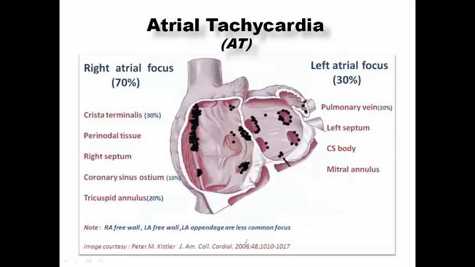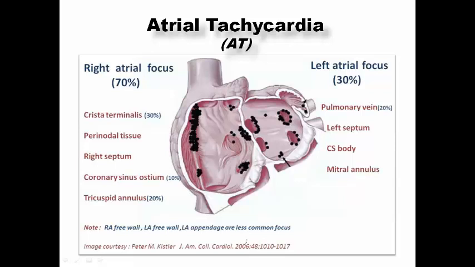Now let's move to the third type of SVT, which is atrial tachycardia. Of course, we know that atrial tachycardia may have one of three mechanisms explaining it: automatic, reentrant, or triggered. But the most common type is the automatic type. There are multiple foci in the atrium which can act as ectopic foci in order to initiate atrial tachycardia.